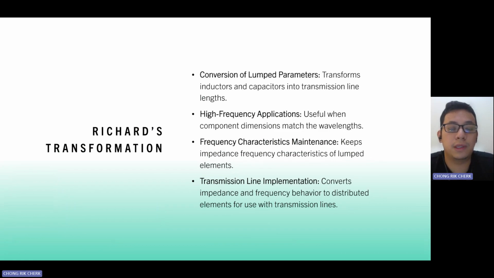The next theory that we will be using is Richards transformation. What is its use? It is good for conversion of lumped parameters. It basically transforms inductors and capacitors into transmission line lengths. It is also good for high frequency applications, so it is useful for component dimensions that match the wavelengths.